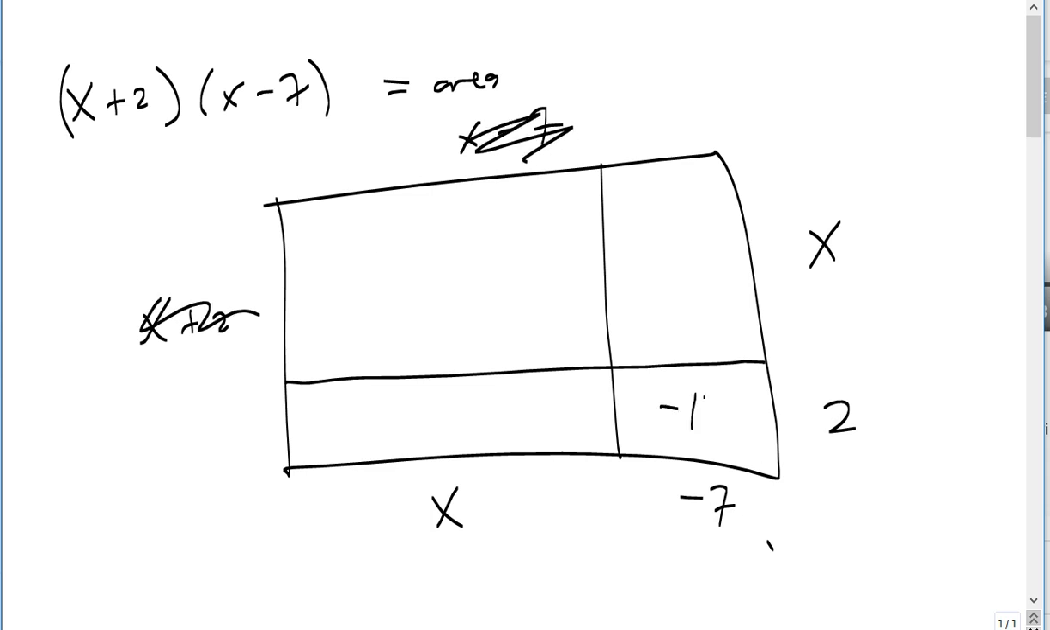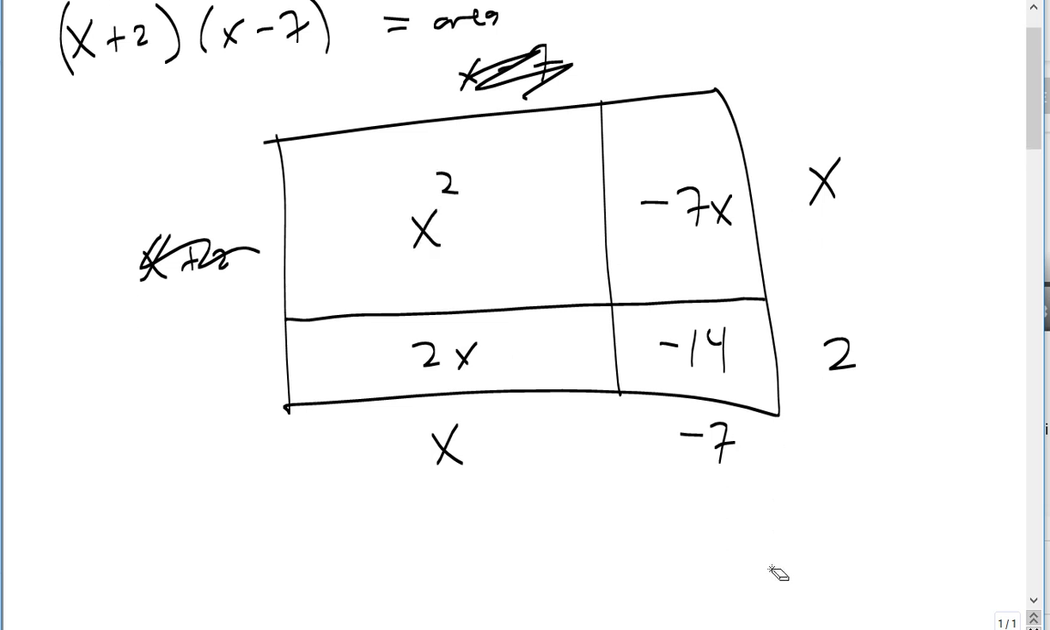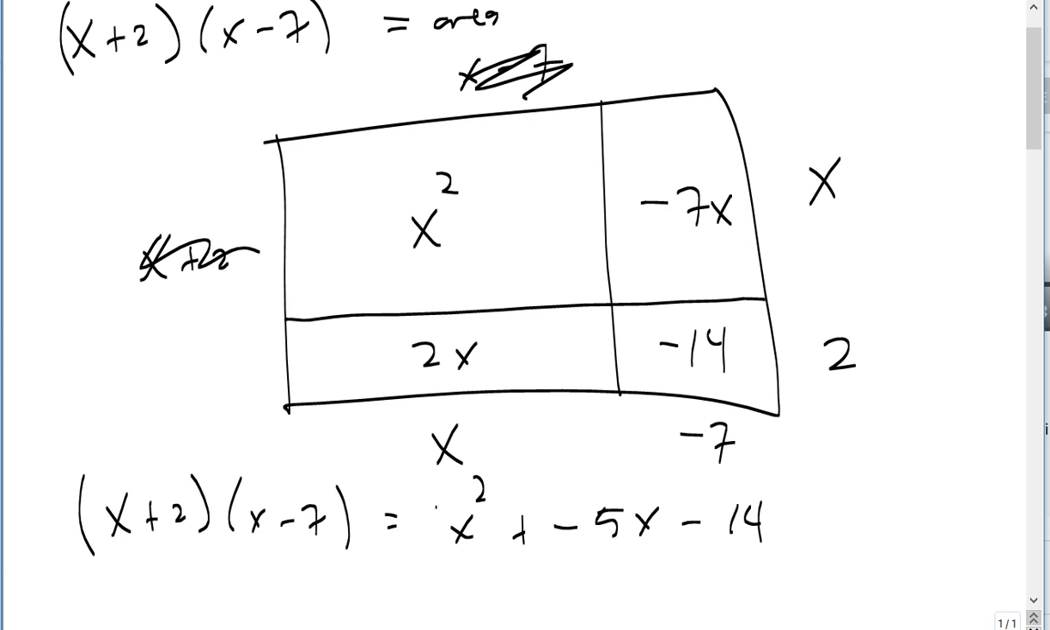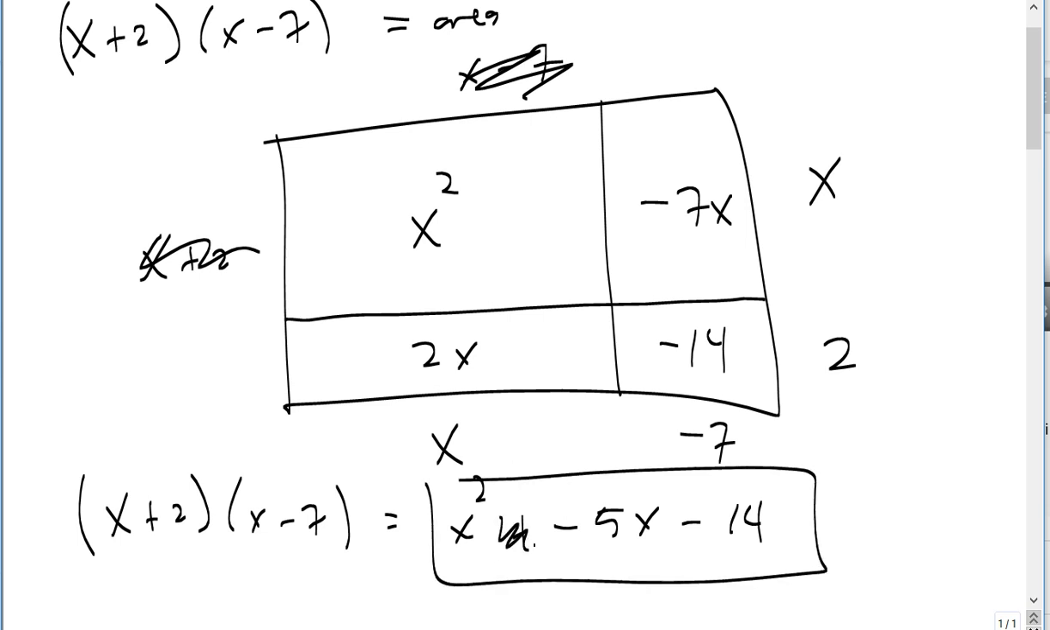And what's the area of this? Negative 7 times 2 is negative 14. Negative 7 times x is negative 7x. x times 2 is 2x. And x times x is x squared. And so the area of x plus 2 times x minus 7 is x squared plus, well, I can add negative 7x and 2x and get minus 5x minus 14, which most people would just write without the plus.